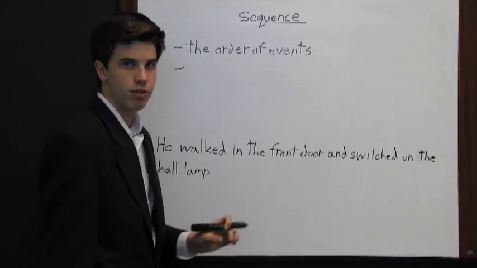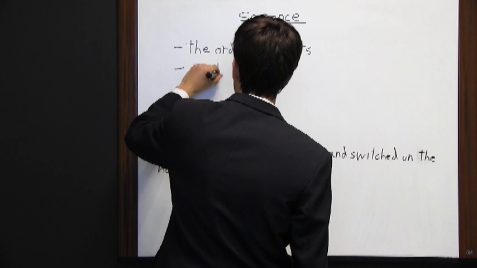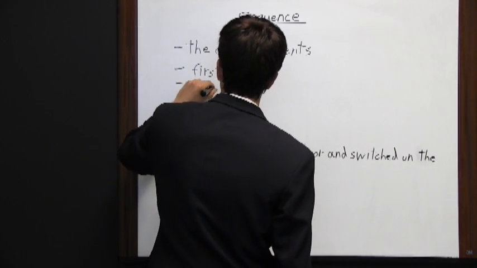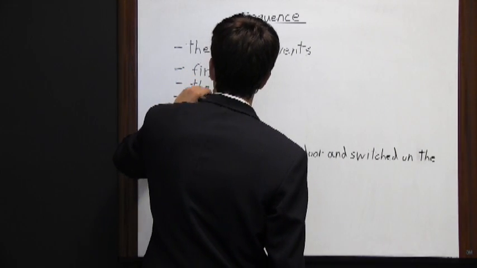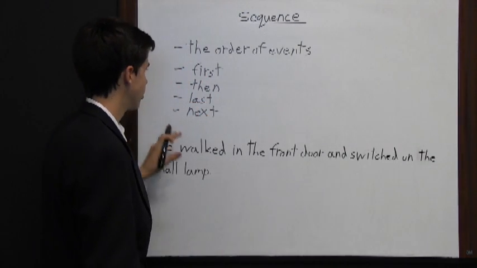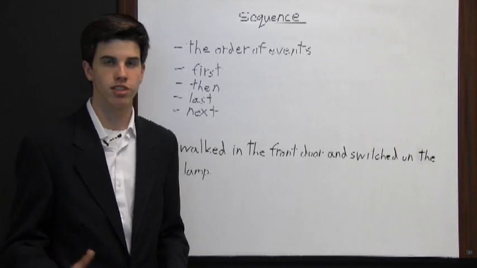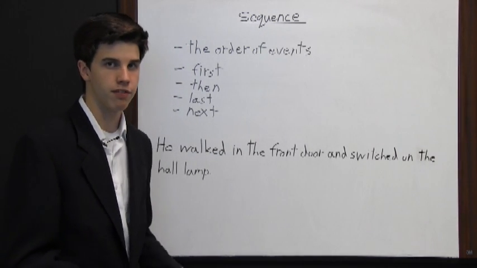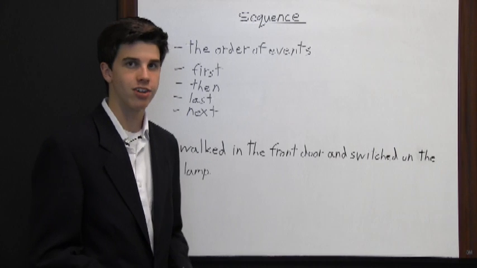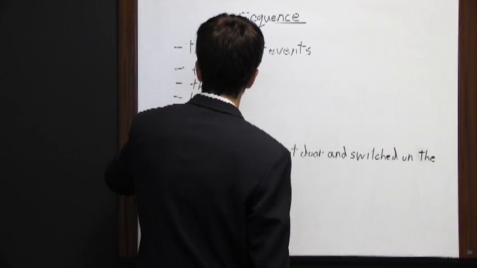To help spot the sequence in a passage, you can look for words like first, then, last, and next. So if you find these words in a passage or other words like it, you'll know that that's showing you some part of the sequence. And so that helps you determine what happened first, then next, and then last. And finally, most sequences will be in chronological order.